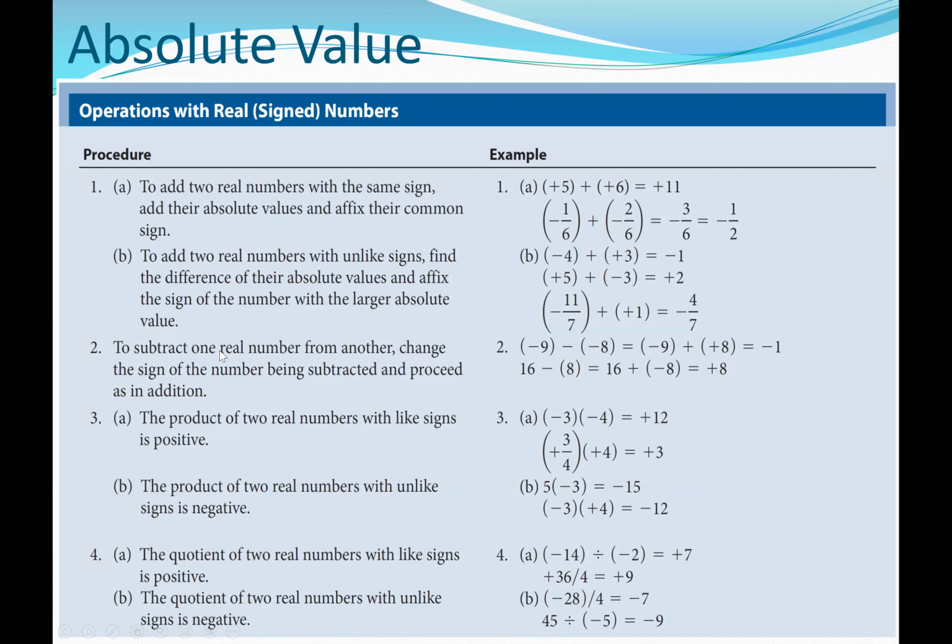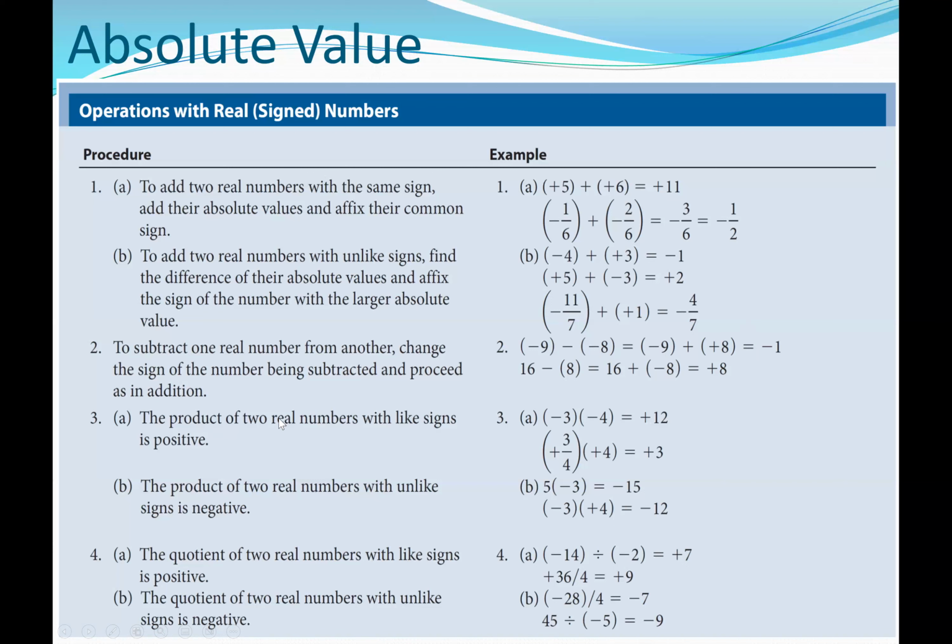Next, it says to subtract one real number from another. Change the sign of the number being subtracted and proceed as an addition. So, for example, -9 minus -8. I change the sign. Since this is -8, it will be plus. So I'll get -9 plus 8, which will give me -1. Now 16 minus 8, I'll use 16 plus -8, and that'll give me +8.